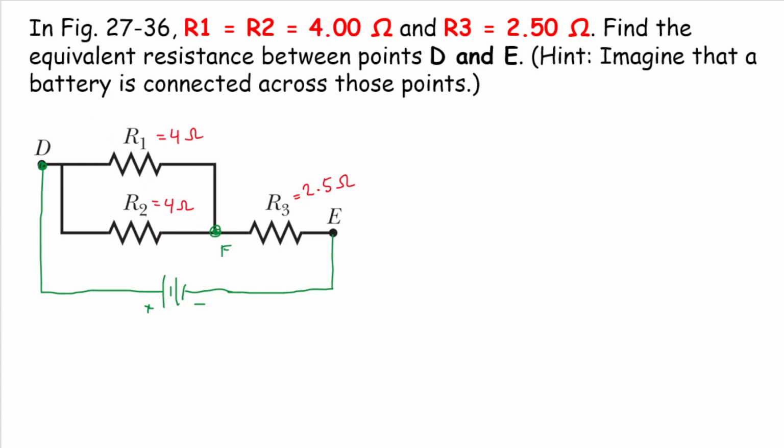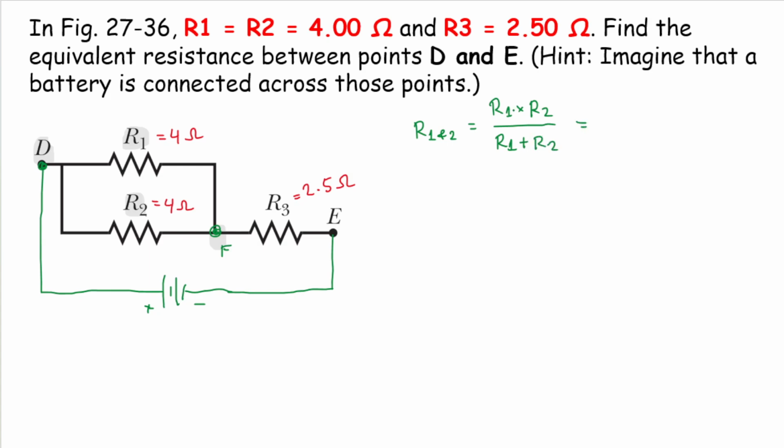This R1 and R2 are connected in parallel, right? Because they are connected to both point D here and point F here. So R1 and R2 are in parallel, so we can replace this with a single resistor. R1 and 2 will be parallel. Remember that two parallel resistors can be calculated using this formula here, R1 multiplied by R2 divided by R1 plus R2.